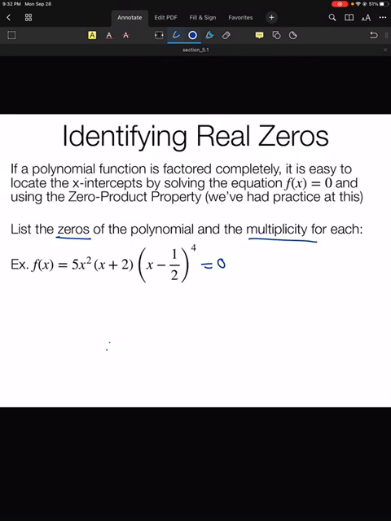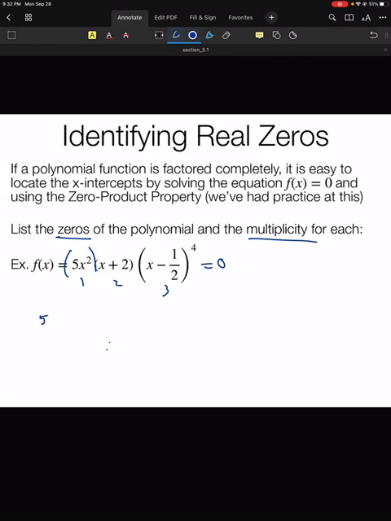So to do that, for this example, 5x squared times x plus 2 times x minus 1/2 raised to the 4th power, we're going to use the zero product property, as you and I hopefully should know that we should do. I'm going to put parentheses around that first term, and to do the zero product property, all that we have to do is set each of the terms separately, 1, 2, and 3, equal to 0, and solve.